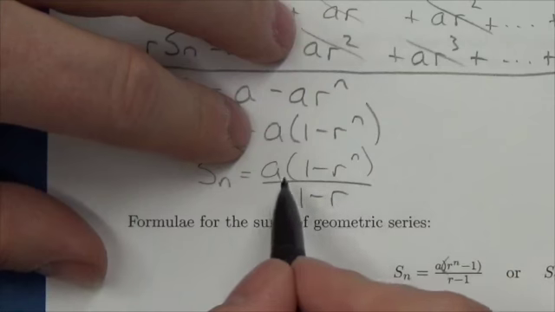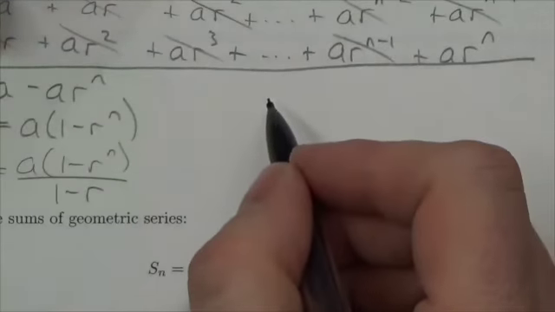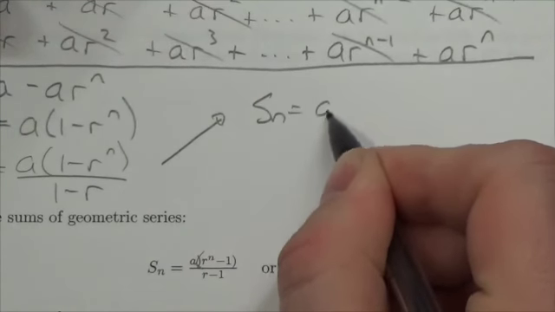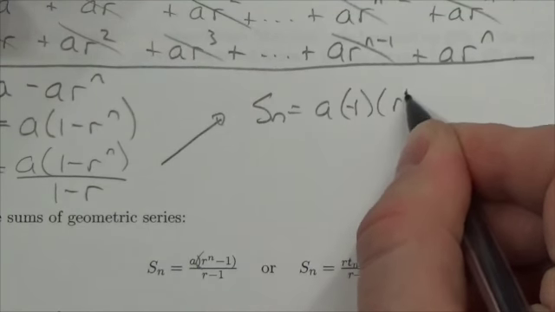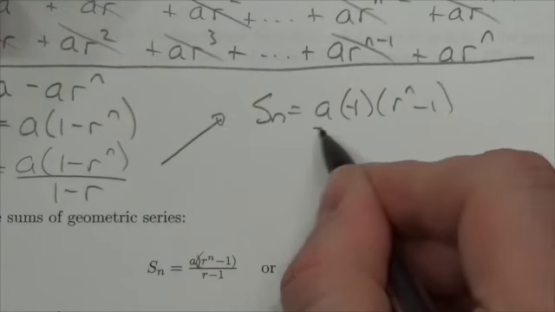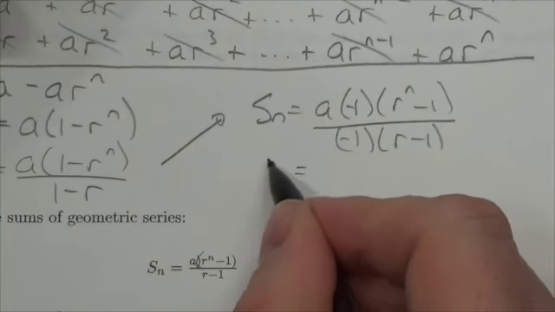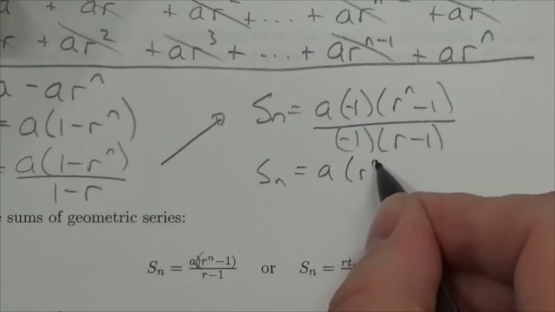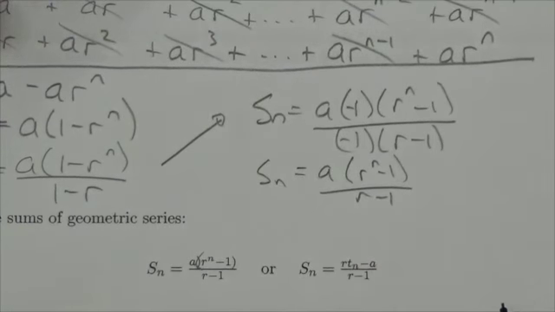I do that by factoring a negative out of the top term and a negative out of the bottom term here. So that will look like this. I will take a negative 1 out of that, and that'll change that to r to the n minus 1. Take a negative 1 out of the denominator, that becomes r minus 1. And so now the negatives will cancel. I'll be left with a times (r to the n minus 1) over r minus 1. And that is typically the way we will write that.